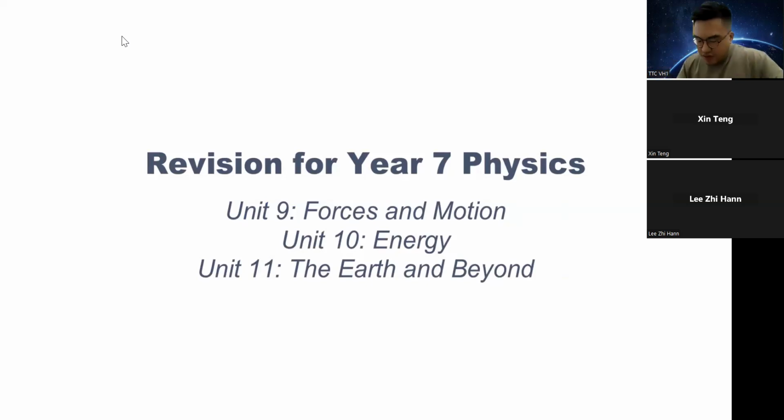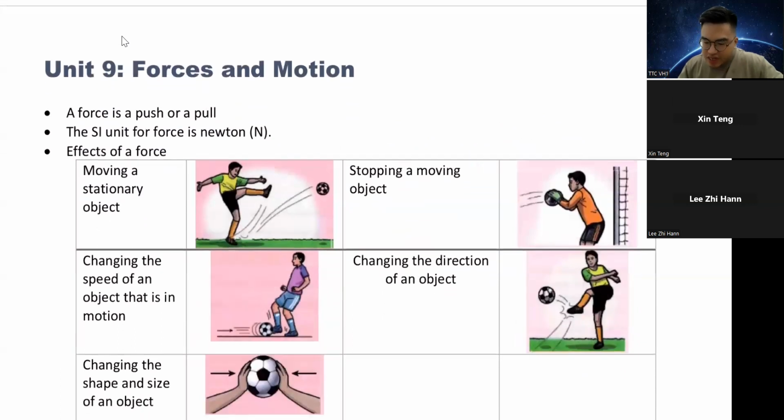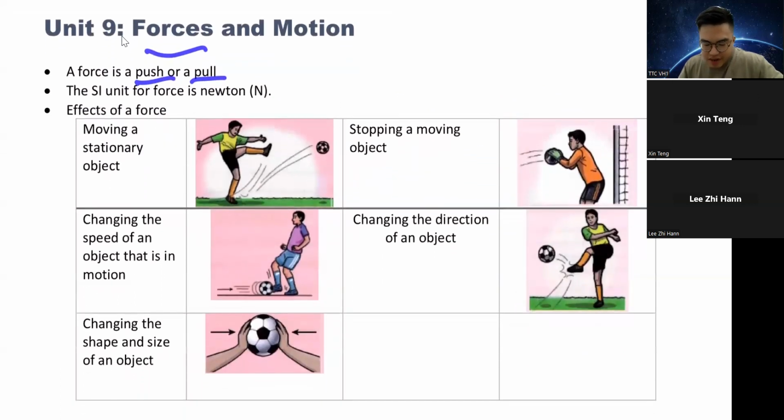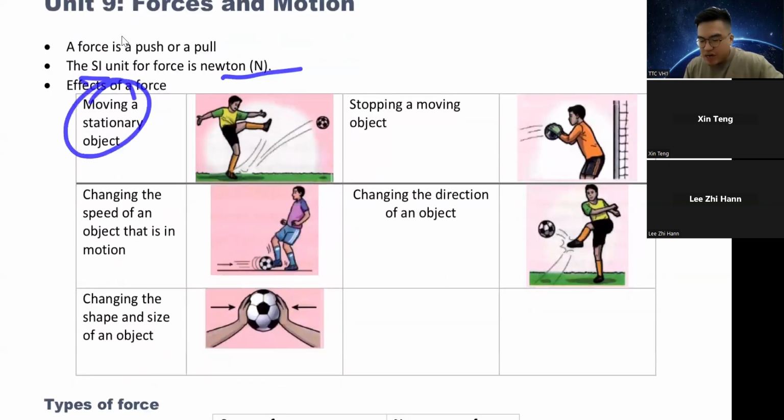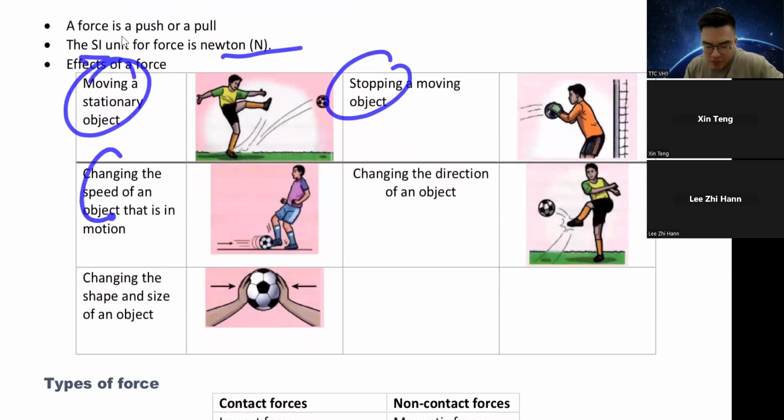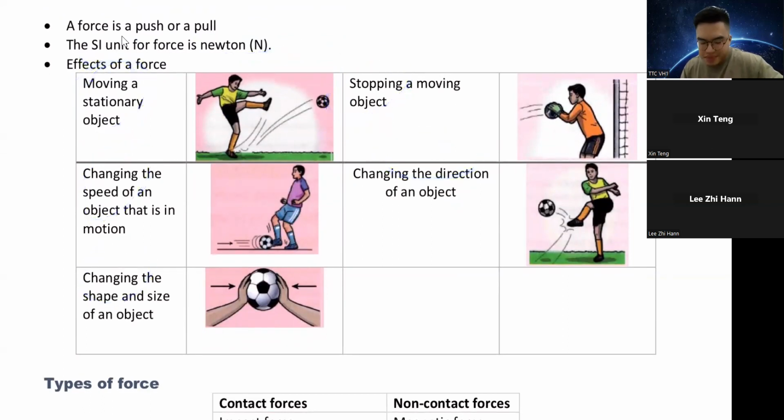All right, so unit 9, force and motion. This is a really easy chapter. Okay, so force is a push or a pull, right? The SI unit is Newton. It can move an object, it can stop an object, it can change the speed of an object, it can change the direction, it can change the shape and size.